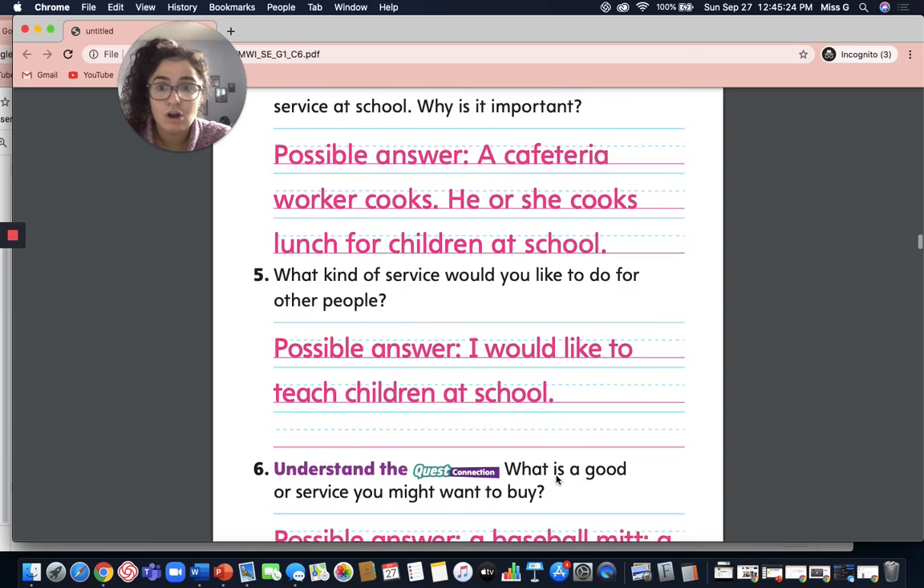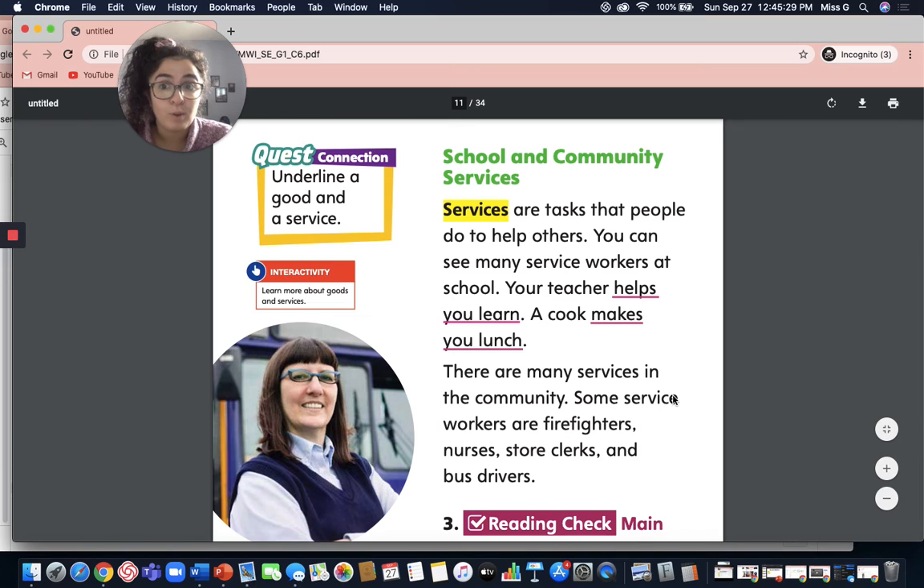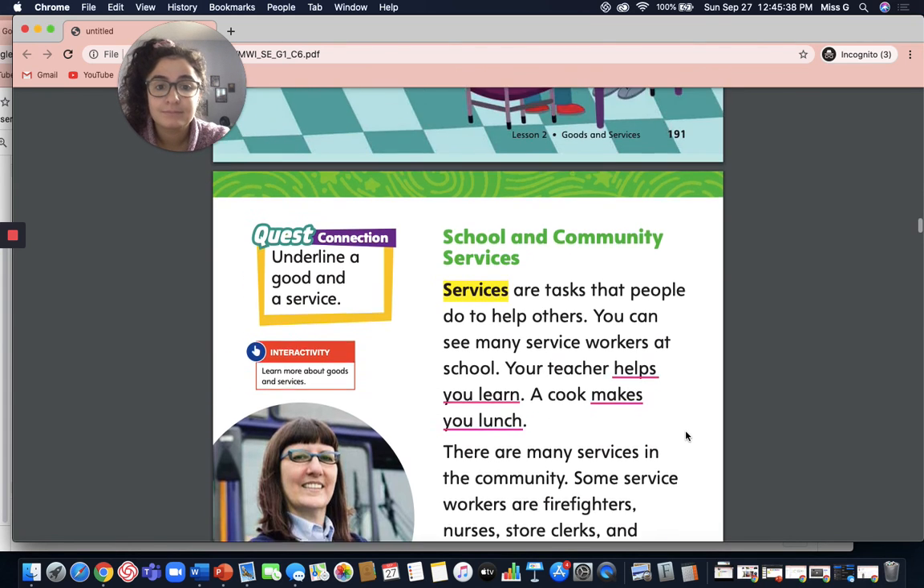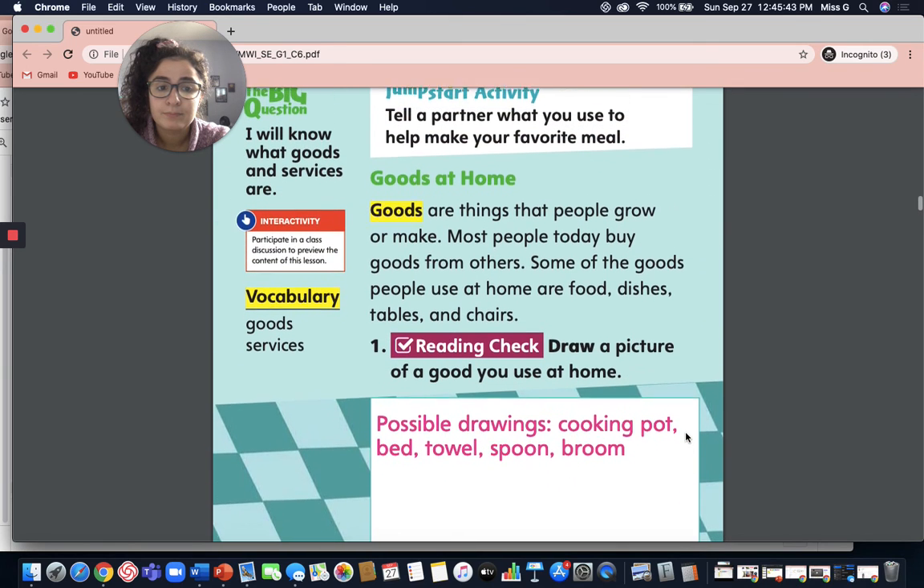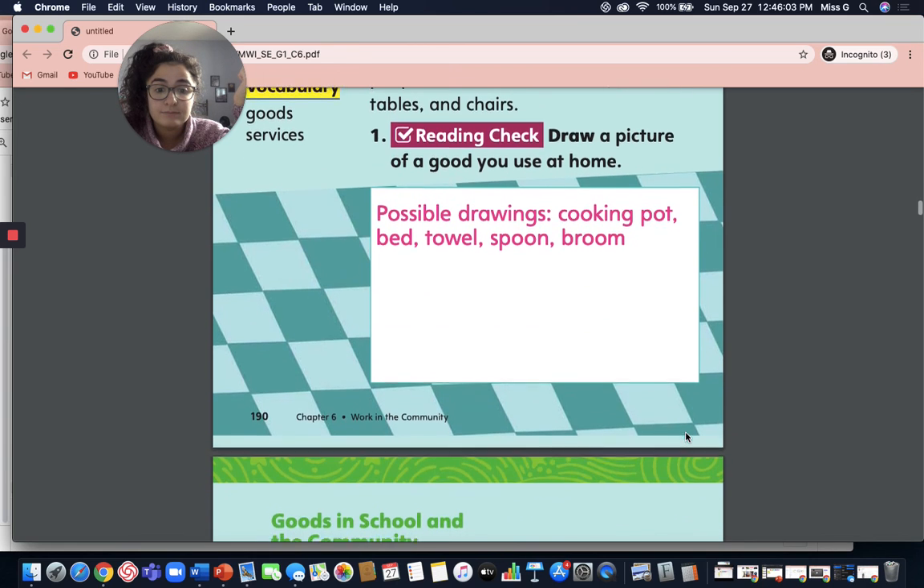And that is all we have for the day, kiddos. So let's just go over what we learned from this lesson. What is a good? A good or goods are things that people grow or make. What's an example of a good? Food is an example of goods.